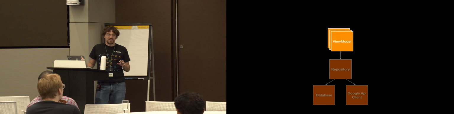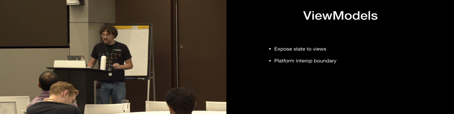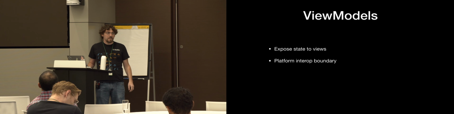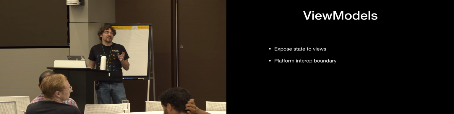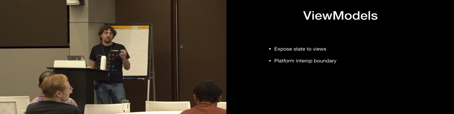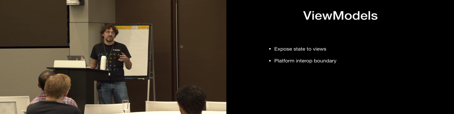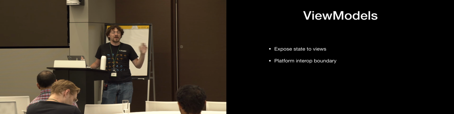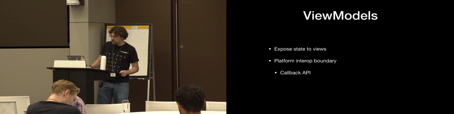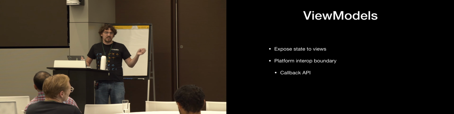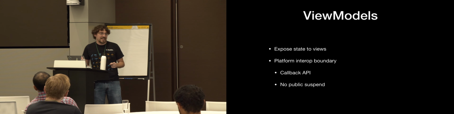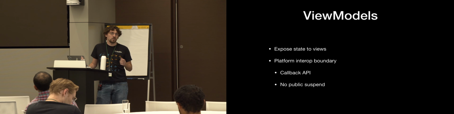I'm still very much in progress on this. There's one that I've been mostly focused on, but I'll talk about the general architecture. The view models take the state in the repository layer, expose it to the different views, and they're the platform interop boundary. So there's a couple things you need to be careful about to make sure both platforms can work with this, because the SwiftUI layer, sorry, the iOS UI layer is written in Swift. So I use a callback API where each platform can pass a callback into the view model to say what it should do when its state updates. And we can't have public suspend functions at this level because Swift isn't able to call into them.